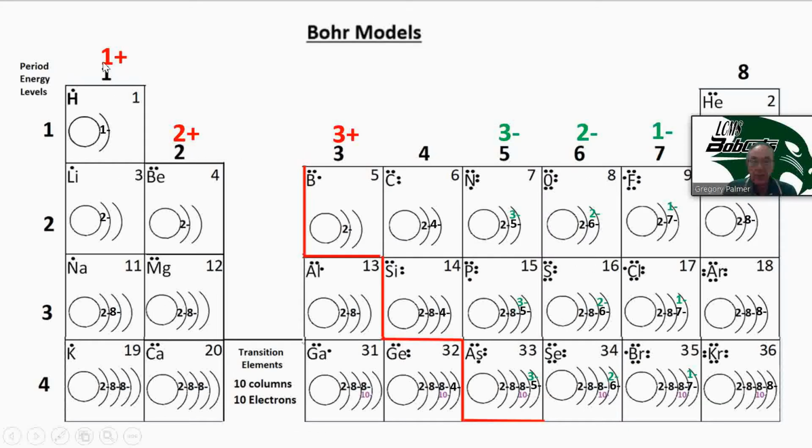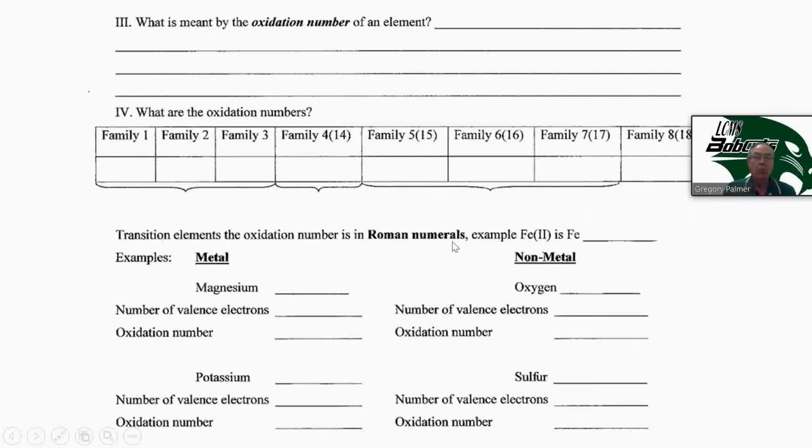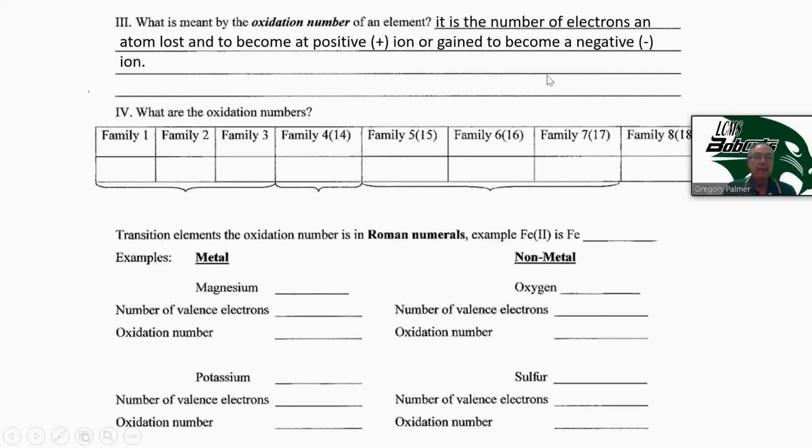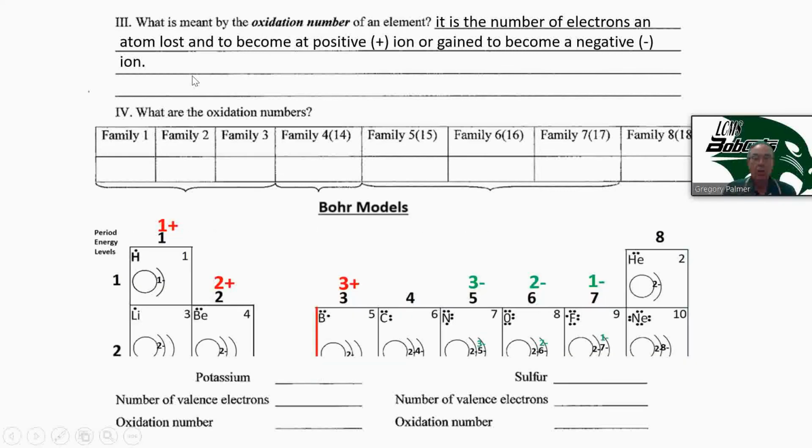Well, these are the oxidation numbers, the number of electrons that were gained or lost in order for these to have full outer energy levels. So we're going to write that in. It is the number of electrons that an atom lost to become a positive ion or gained to become a negative ion. Now, what are the oxidation numbers for the different families?